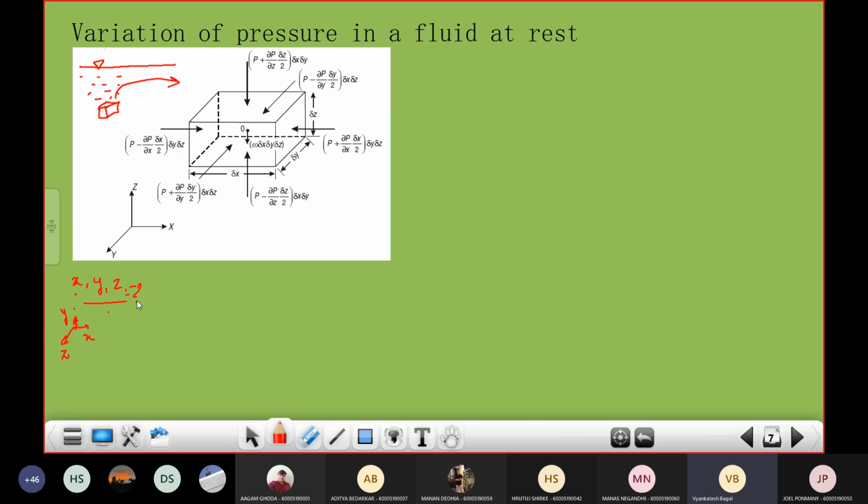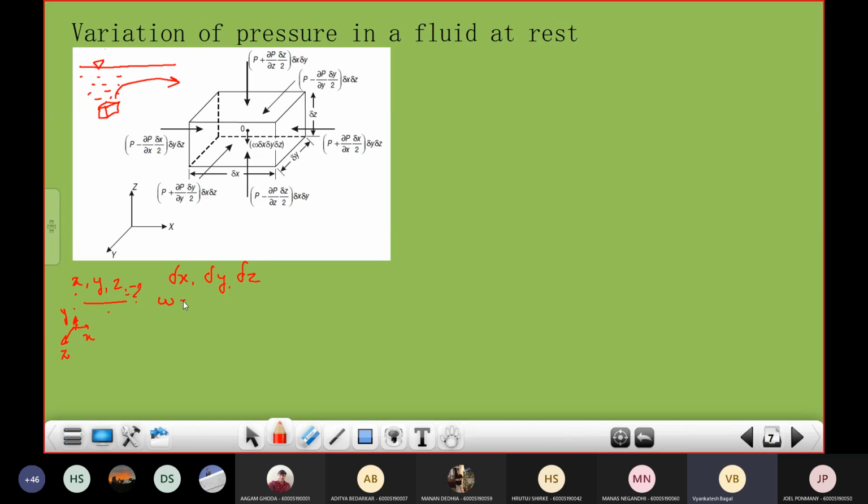Now to do that, again I am considering a fluid element of the shape of a parallelepiped. Now what are the dimensions of this element? The dimensions of the fluid element are delta x, delta y and delta z.